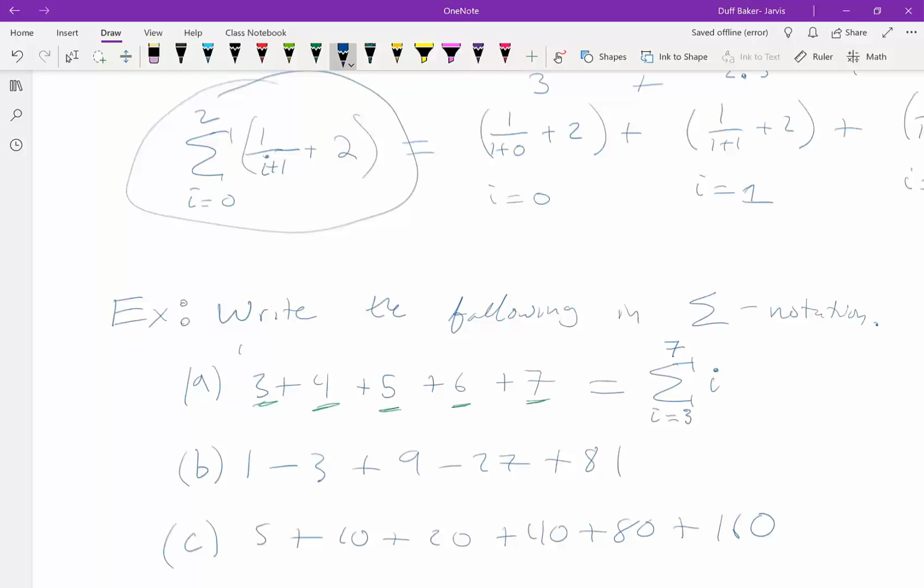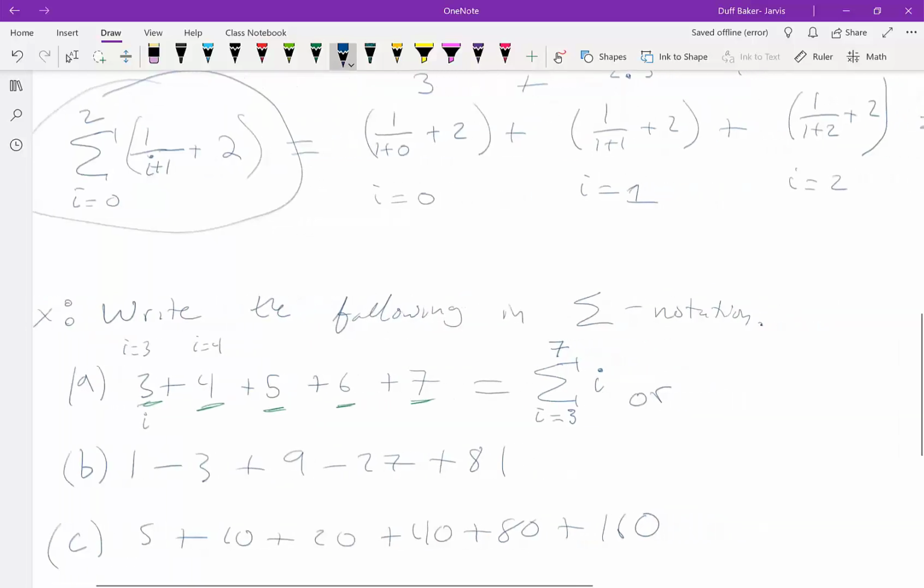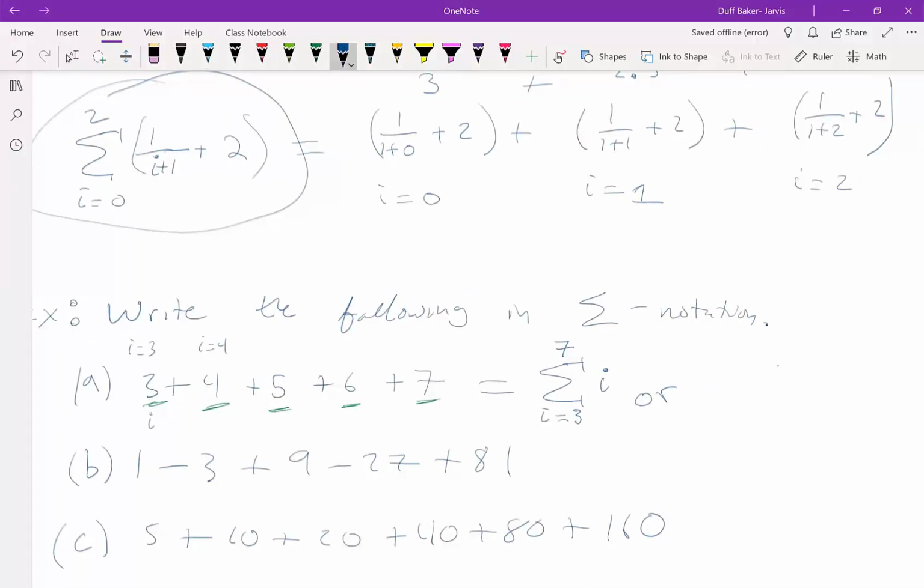Right, so here I'm thinking of this. This was I equals 3, this was I equals 4. And the function was just f of I equals I. There are other ways you could have done this as well. Another way you could have done it, just to emphasize that there are multiple solutions, is you could have started counting at 1 maybe.